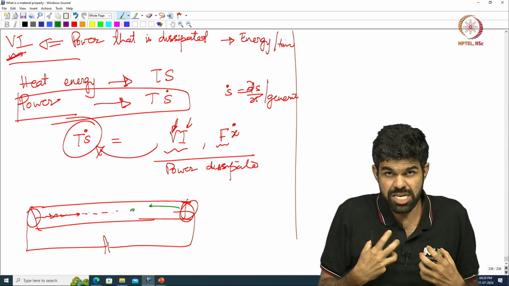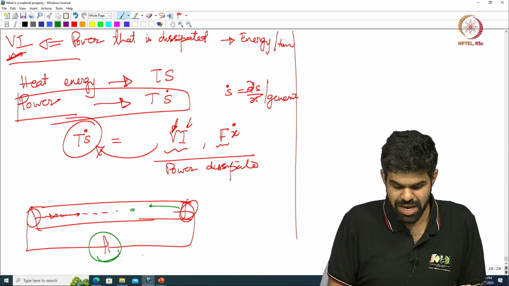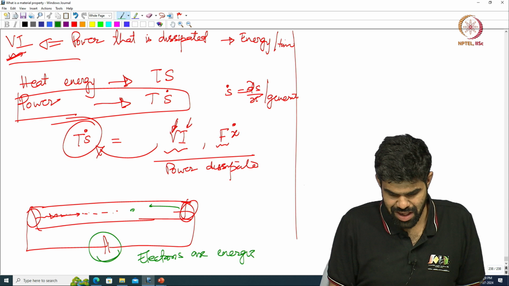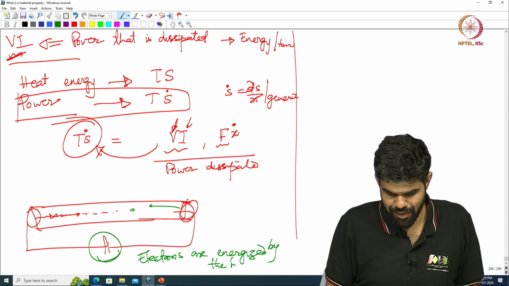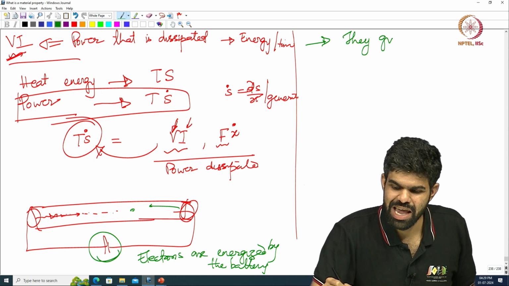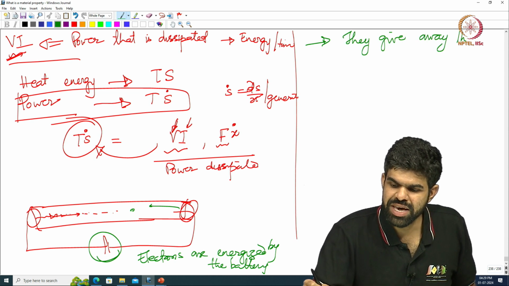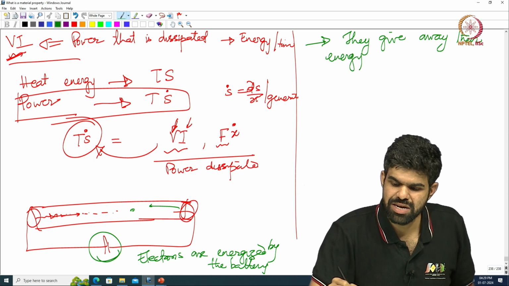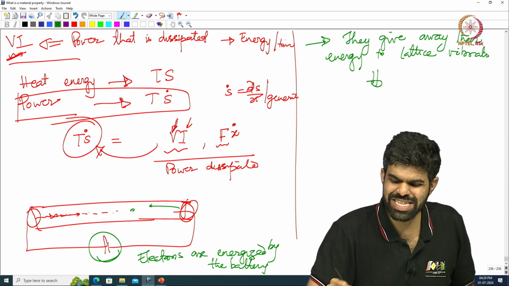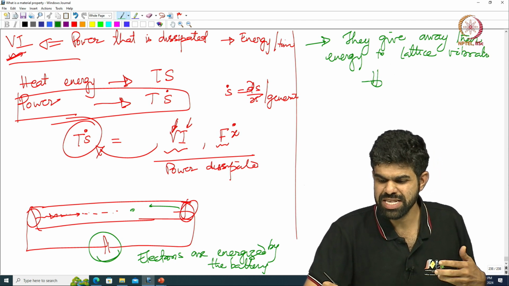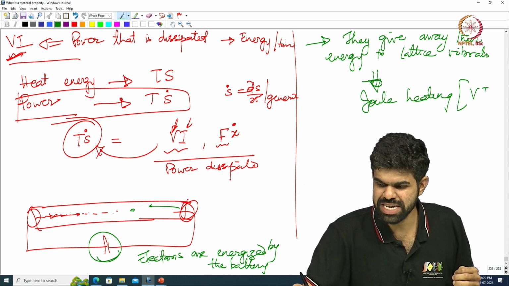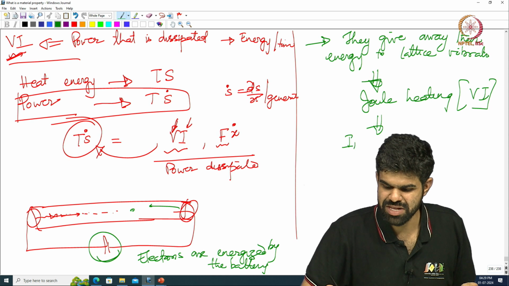They are energized by the electric field that I am applying. Electrons are energized by the battery, and they give away their energy to lattice vibrations. This results in Joule heating, with the power dissipated being VI, and this is irretrievable.